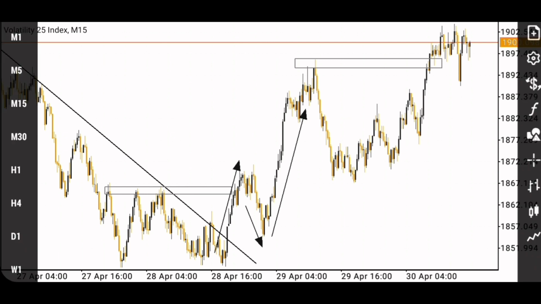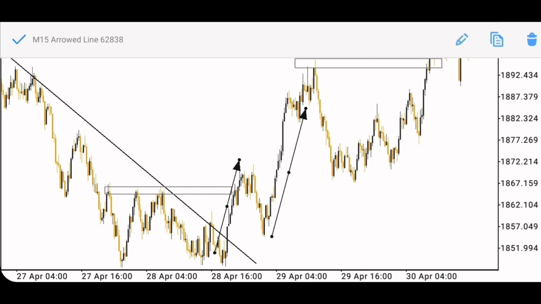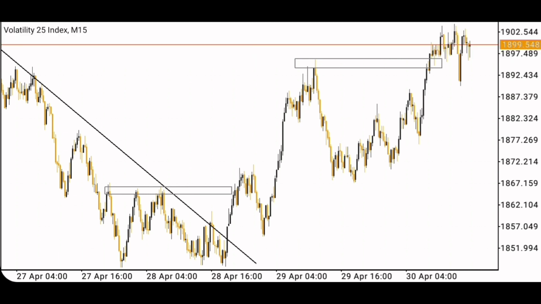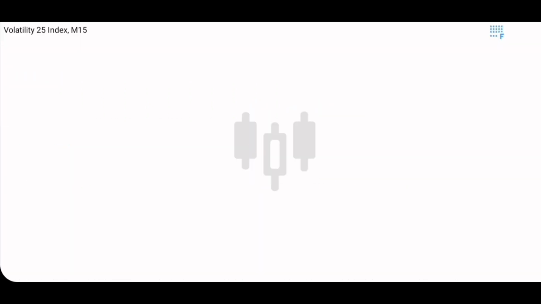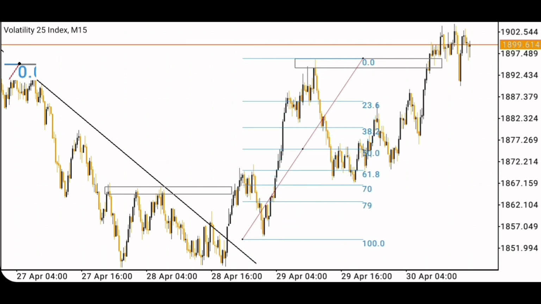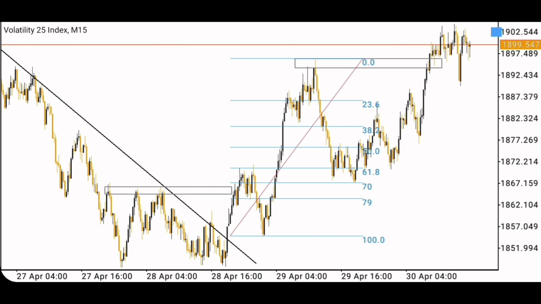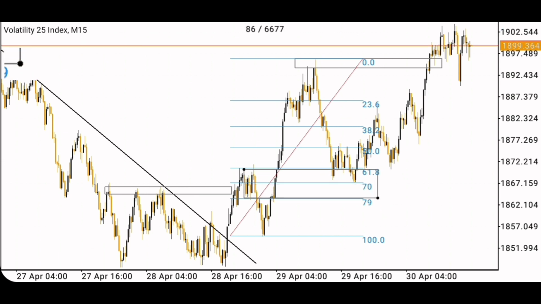So now that we have identified that the market is on its correction move, there is an important tool that we must use before we move on to the indicator part of this strategy. That tool is the Fibonacci tool, where we draw it from the bottom of the impulsive move to the peak of the impulsive move, and we mark our Fibonacci gold zone, which is the 61.8 to the 79 Fibonacci retracement mark.